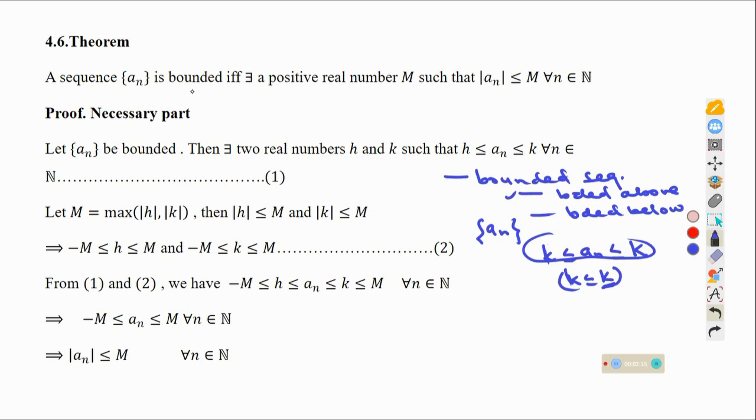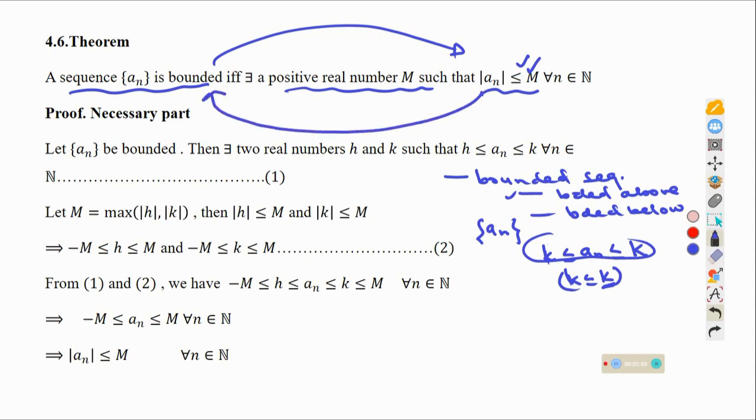So we want now to prove this theorem. We shall be proving the theorem using two parts, the necessary part and the sufficient part. One, we shall first of all assume that this sequence a_n is bounded, and if it is bounded, then we must show that this one is true. Again, because this is an if and only if question, we must also show that if there exists a positive real number such that this is true, then the sequence a_n is bounded. So we shall be dealing with two parts of this question.